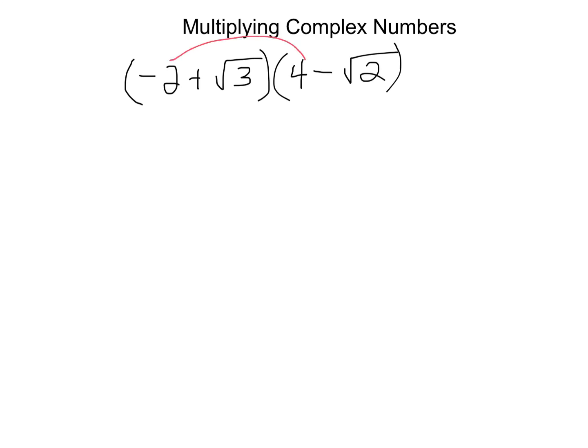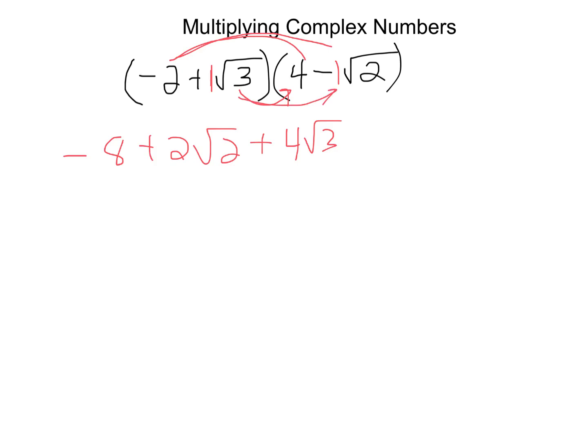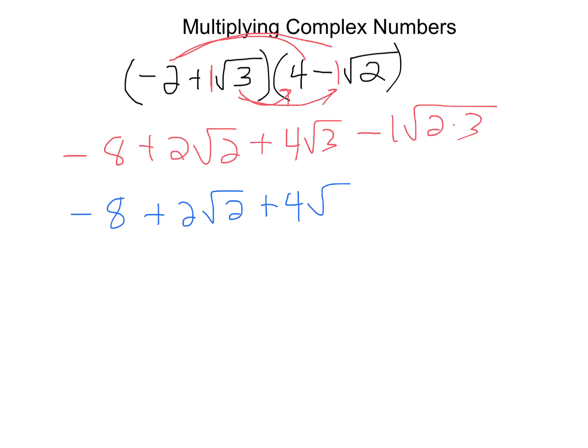Alright, this one. Multiply front to back. Negative 2 times the negative 1 that's hiding here is positive 2 radical 2. Now there's a 1 hiding here, so 1 radical 3 times 4 is 4 radical 3. And 1 radical 3 times negative 1 radical 2 is negative 1 radical 2 times 3. Alright, so now let's pull our perfect groups. Oh, there aren't any. So let's piece this all back together. Radical 2 plus 4 radical 3 minus 1 radical 6.